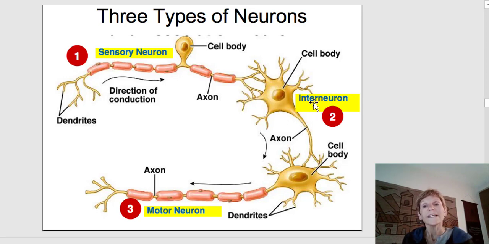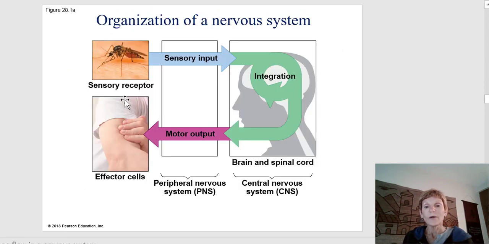This time it's called an interneuron. So interneurons are neurons that are in between the sensory system and the motor system. And then finally, the interneuron, if there is an interneuron, is going to send the information out and stimulate a motor neuron, which is going to cause your movement. Okay, so that's that loop right there that we saw here, but with the different types of neurons.